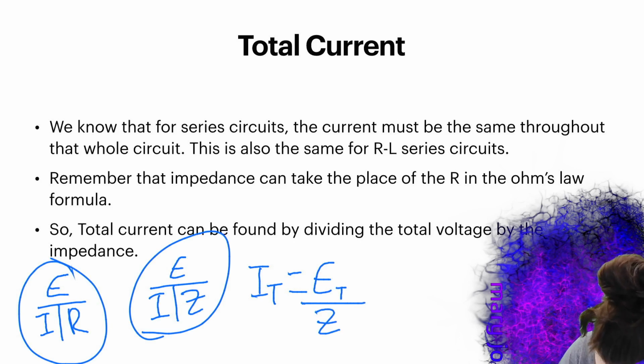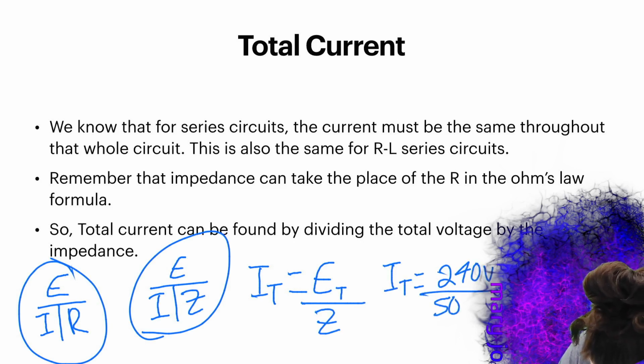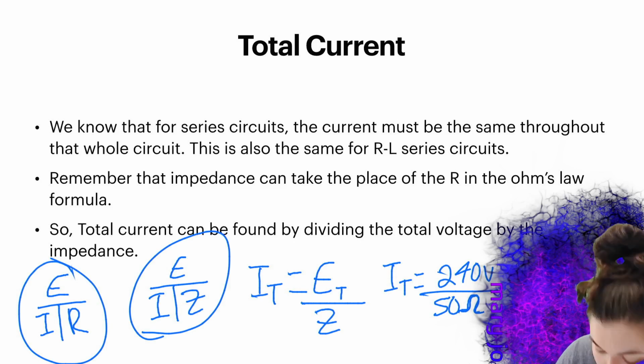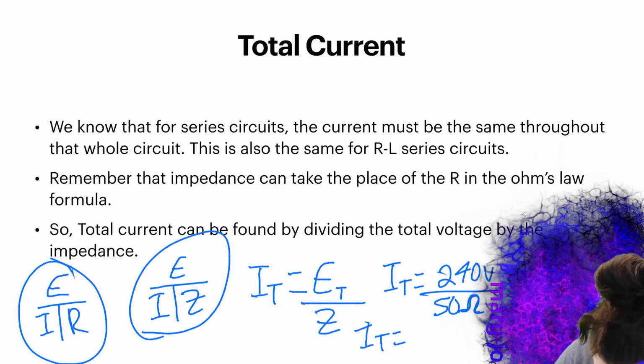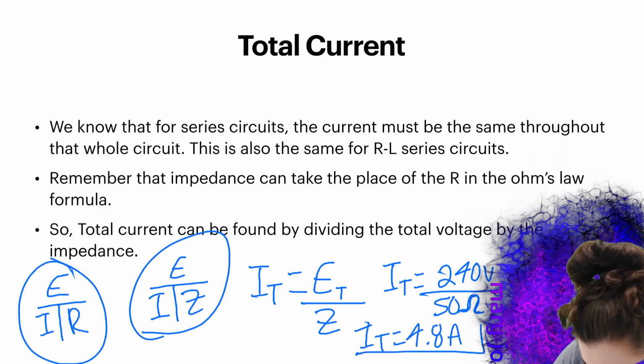So say you're given 240 volts and 50 ohms that we just found. Your current total would equal 4.8 amps. I know I'm writing over here where you can't even see. It would equal 4.8 amps. And that would be your answer.